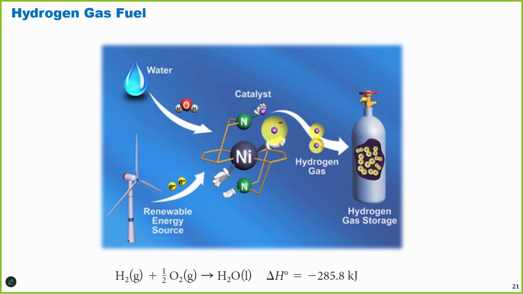The widespread use of hydrogen gas as a fuel has 3 main limitations: production cost, storage, and transportation. Hydrogen gas can be produced by passing an electric current through water in a process called electrolysis.